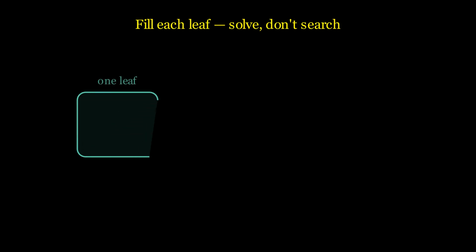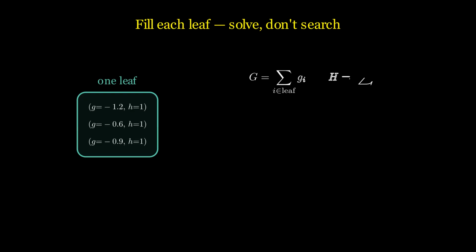Once the tree's shape is fixed, every leaf needs an output value, the actual number it will contribute. And here's the payoff of setting this all up as an optimization. We don't search for the leaf value, we solve for it. Minimizing that regularized objective for a single leaf gives a clean closed form. The leaf's weight is the negative sum of the gradients in it, divided by the sum of the Hessians plus lambda. Negative big G over big H plus lambda.